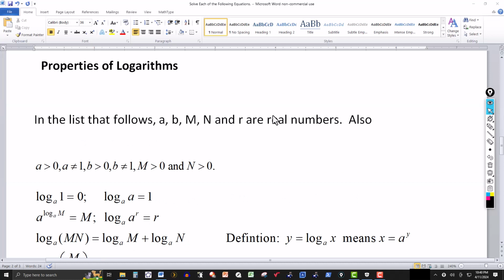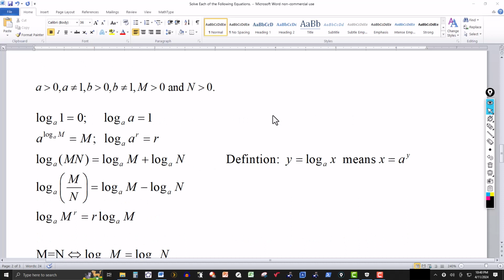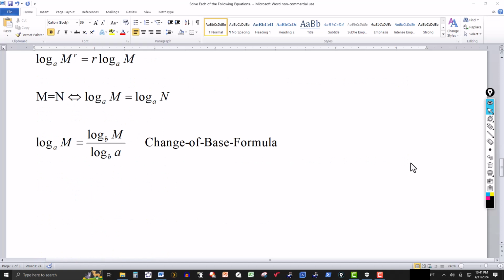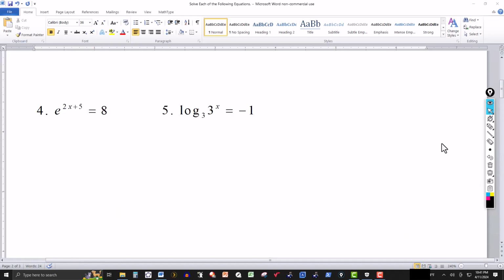Got some properties of logs here. You can pause the video as we go through here if you're not familiar with some of these. The definition of log over here, y is equal to log of x to base a. That means that x has to equal a taken to the y power. Y of course represents the logarithm. Got your change of base formula. Okay, let's go to the problems now.